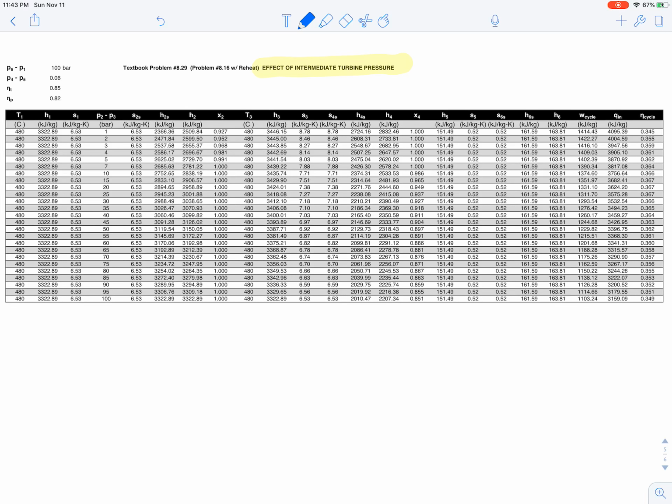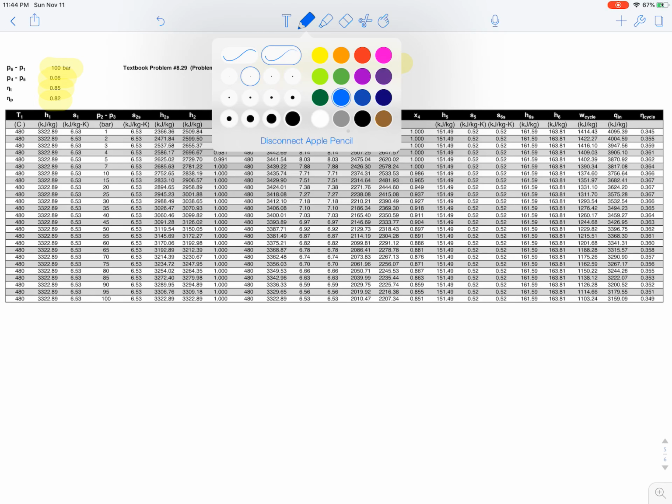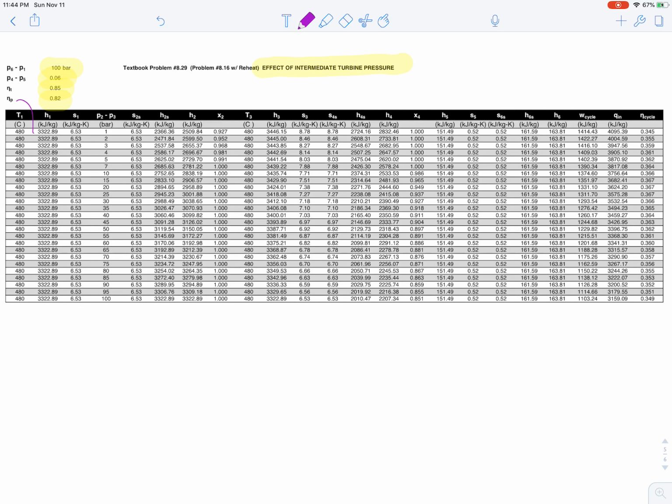Okay, this is built the same way as the previous spreadsheet that I introduced in the last class. My fixed parameters are up here: my turbine pressure 100 bar, my condenser pressure 0.06 bar, and the problem gives the isentropic efficiencies of the turbine and the pump. I'm going to keep the superheat of the first turbine at 480 Celsius, and the temperature of the reheat into the second turbine I'm also going to keep at 480 Celsius.